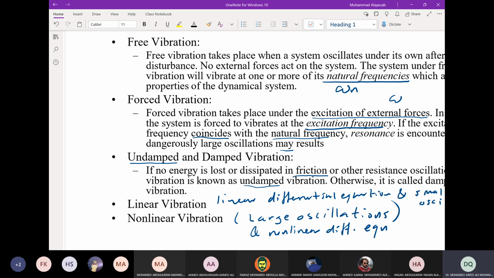And also linear vibration. Linear vibration is also going to be part of chapter 1 and chapter 2 and chapter 3. And chapters 4 and 5 will include free vibration and forced vibration as well, but with different degrees of freedom or different types of excitation.